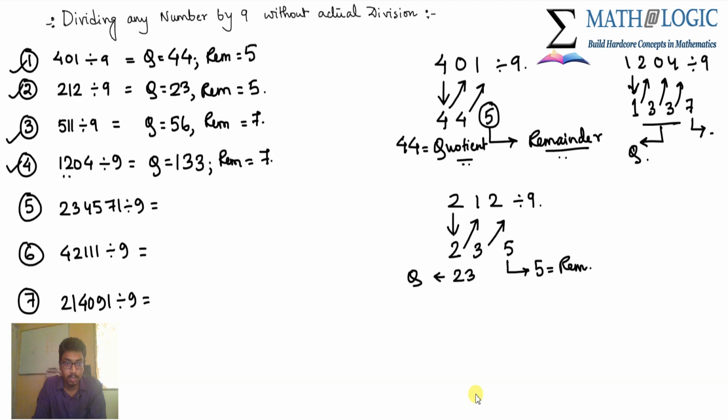Now the fifth question is a bigger number. In this case we will do like this, 2, 3, 4, 5, 7 and 1. It is to be divided by 9. First this 2 is written over here, then 2 plus 3 is 5, 5 plus 4 is 9, 9 plus 4 is 14. So write 4 over here and 1 carried. Okay. 14 plus 7 is 21. So 1 is written over here and here it is 2.